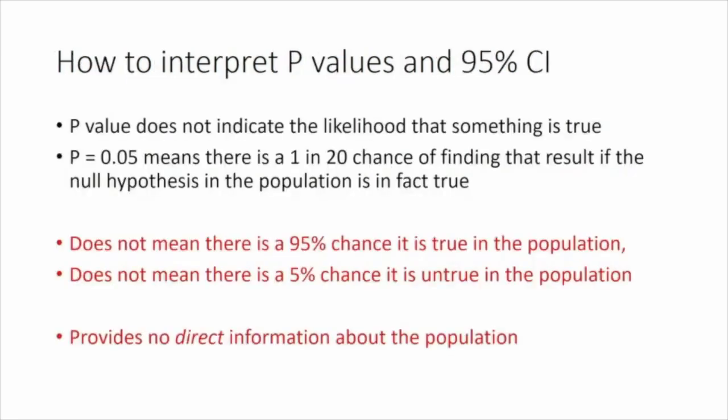So, how do we interpret p-values and 95% confidence intervals? Well, the p-value doesn't indicate the likelihood of something being true. We tend to think that, but it isn't actually what it is. A 0.05 merely means there's a 1 in 20 chance of finding that result if the null hypothesis in the population is true. It doesn't mean there's a 95% chance it's true in the population or a 5% chance it's untrue in the population. It provides no direct information about the population, only about the sample.